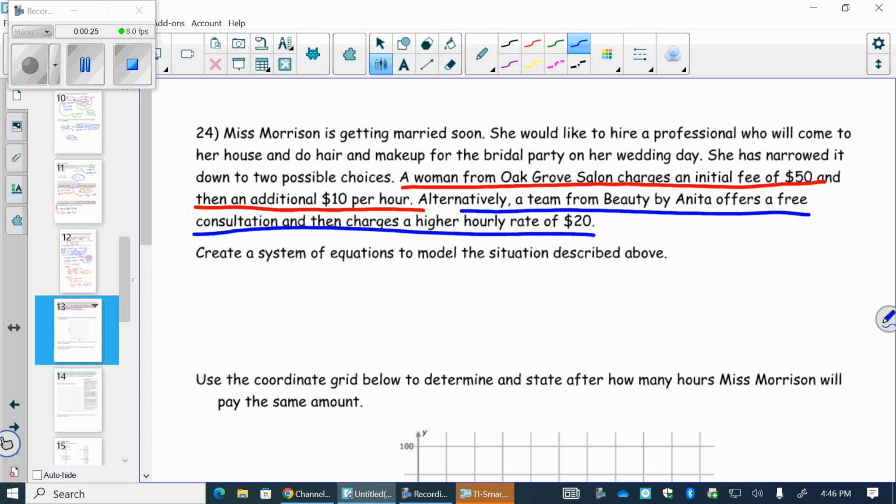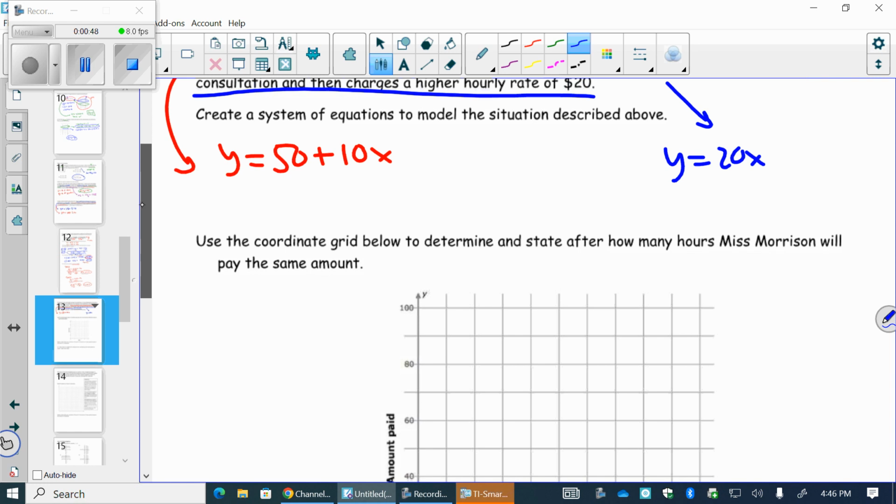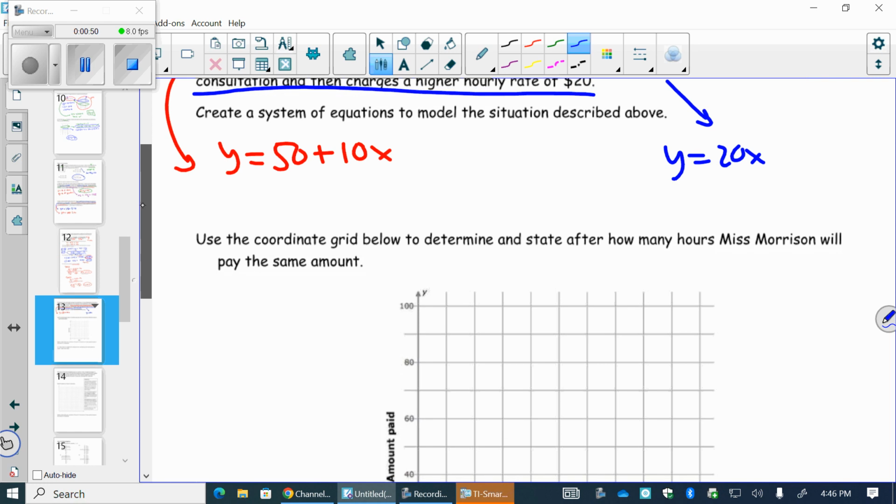So notice Beauty by Anita doesn't charge any initial fee where Oak Grove does. Oak Grove's cost is going to be Y equals $50 plus $10 per hour. X is the number of hours. But Beauty by Anita is just going to be Y equals 20X. That's going to be it. The job now is going to be to graph these, the same thing, graph below, and see how many hours they'll pay to see them out.